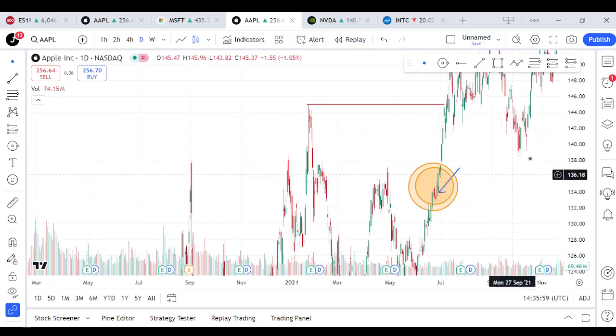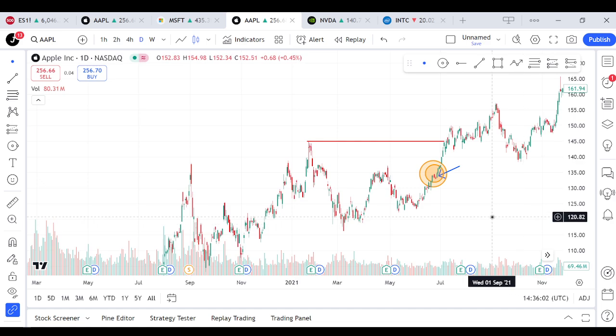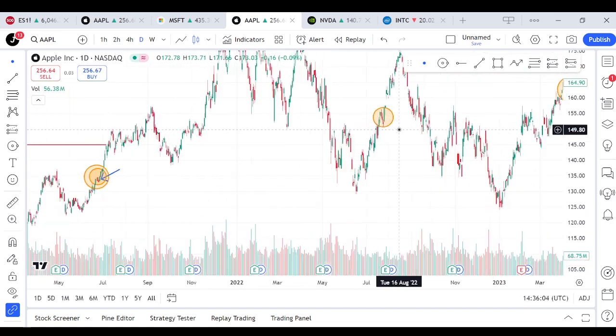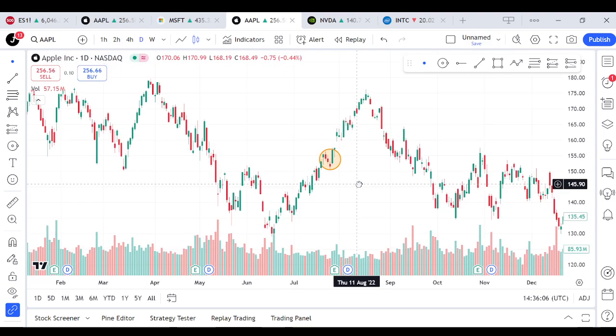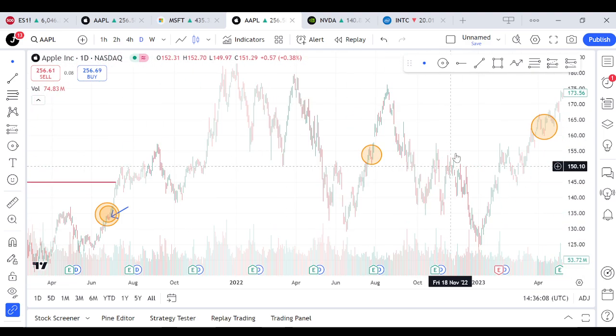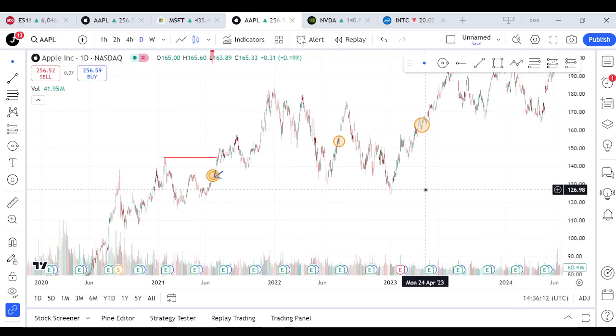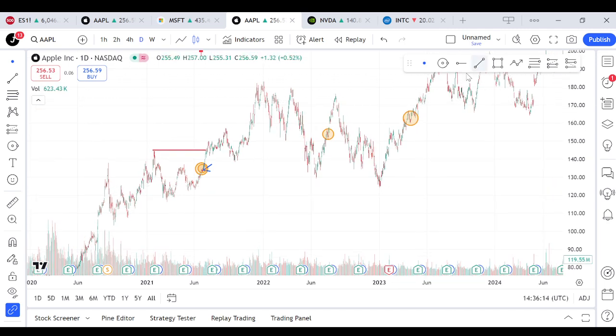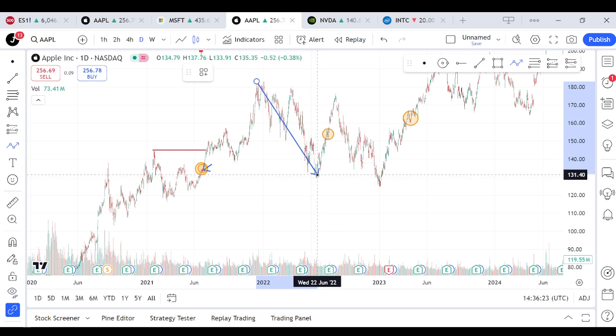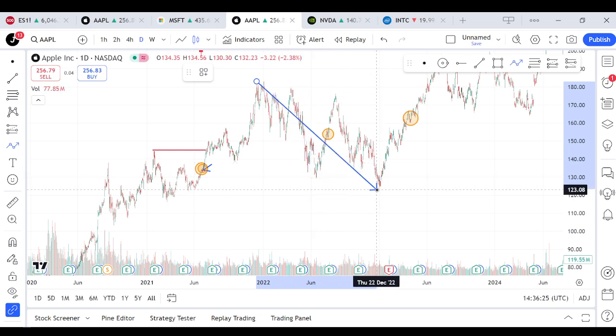So let's look for one more example of the separating lines candlestick pattern. It's a pattern that occurs frequently in the market. So we have another example here, and you can see price had this break of structure, and then we had this pullback into this area. Actually, let's use this one.